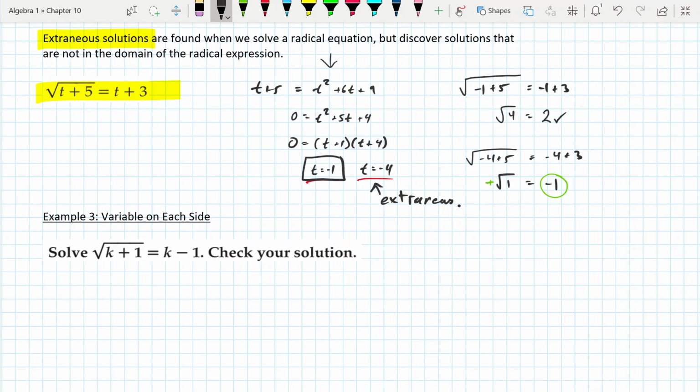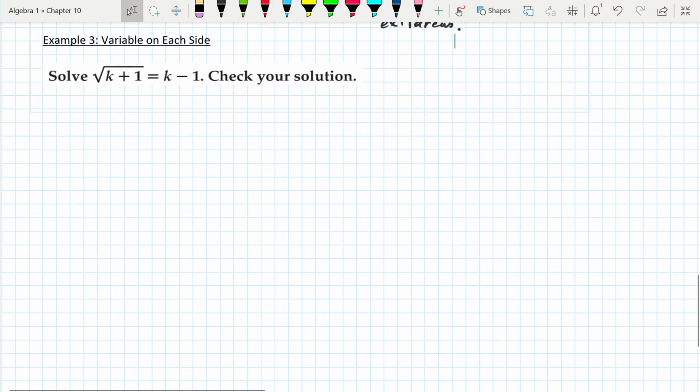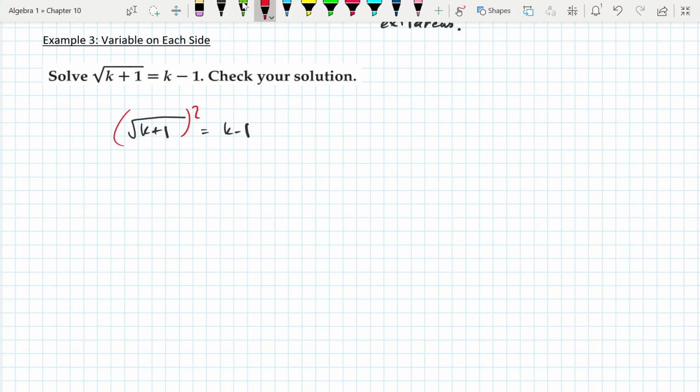All right, let's go ahead and try that with example 3 here. So we've got our equation, and we're going to check our solution. Our equation is the root of k plus 1 equals k minus 1. I'm going to square both sides. I can do that because the root is all by itself. And I get k plus 1 equals k squared minus 2k plus 1. How did I do that so fast? Well, I noticed that was a perfect square, so I just used the perfect square pattern. That's going to be pretty handy for you. If not, just distribute it like normal.